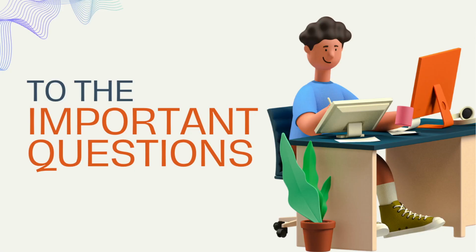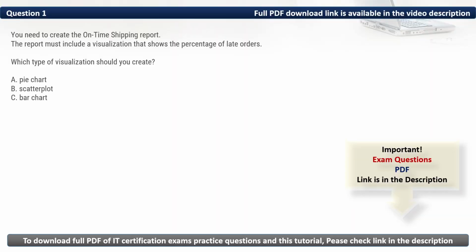To the important questions, question 1. You need to create the on time shipping report. The report must include a visualization that shows the percentage of late orders. Which type of visualization should you create?